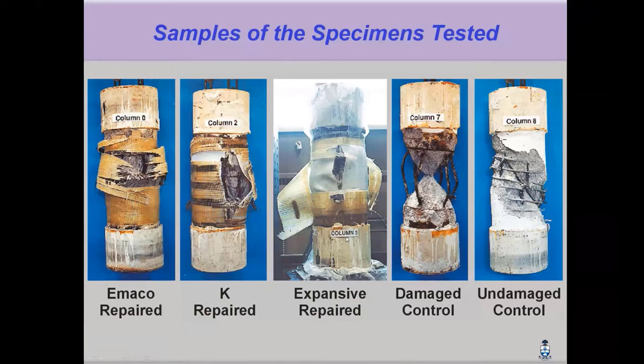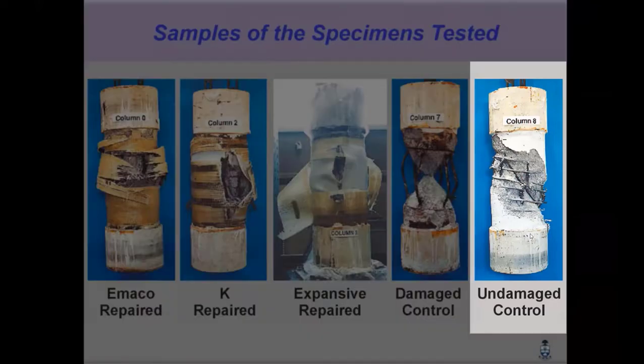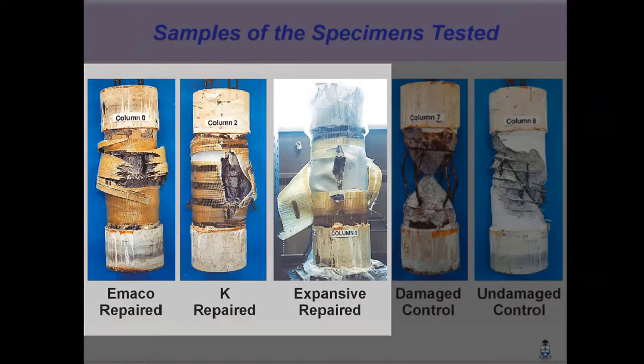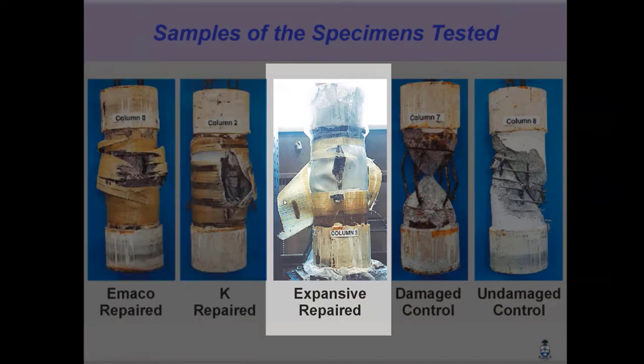And the results of five of the columns that we did: the one on the right is the healthy column, which did not get damaged. The next to that is the damaged column. And I want to draw your attention to the fact that you don't see any steel in the lateral direction in the damaged zone. And I'll give you some explanation of that later. Then various ways of retrofitting them: Emaco repaired, K repaired, expensive cement repaired. Expensive cement is the one which I developed during my work, and we had a patent on it. And we use that also in the actual practice.